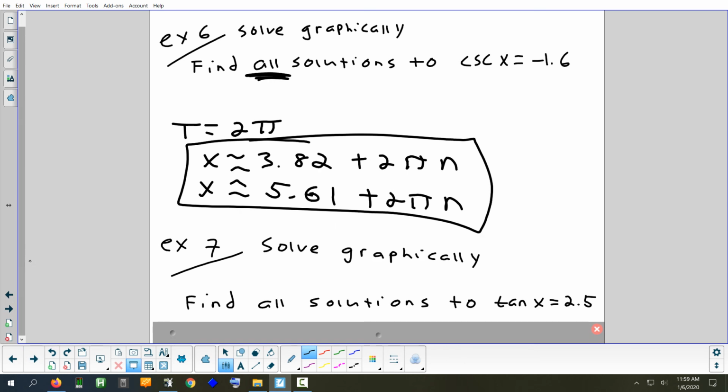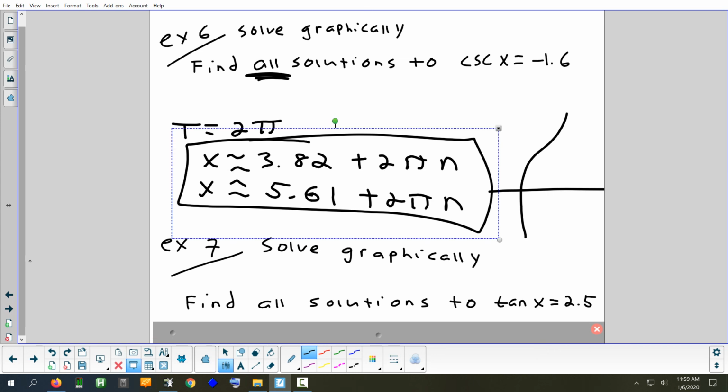And you know, tangent's pretty much the same, except with tangent, you only get one answer per cycle because it looks like this, and the line only hits once. So, any questions on how we did that?